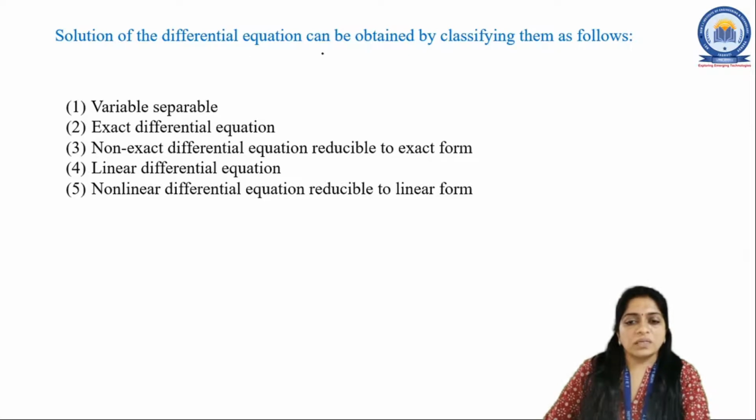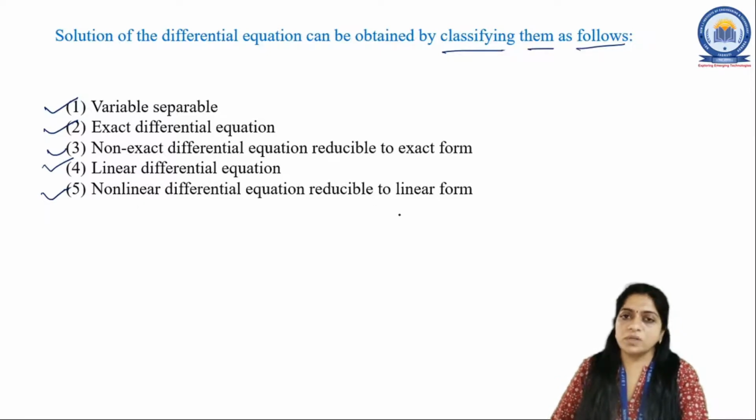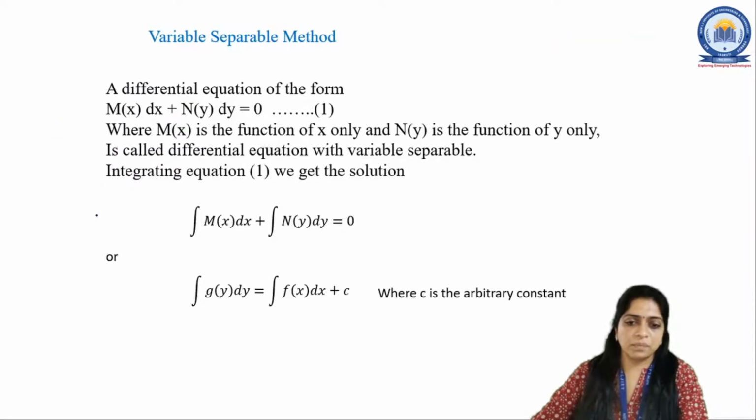The solution of the differential equation can be obtained by classifying them as follows. First, variable separable. Second, exact differential equation. Third, non-exact differential equation which is reducible to exact form. Fourth, linear differential equation. And fifth, non-linear differential equation which is reducible to linear form. So there are 5 different kinds of differential equations, and each kind has a different method for the solution. So let's start with the first method, that is the variable separable method.